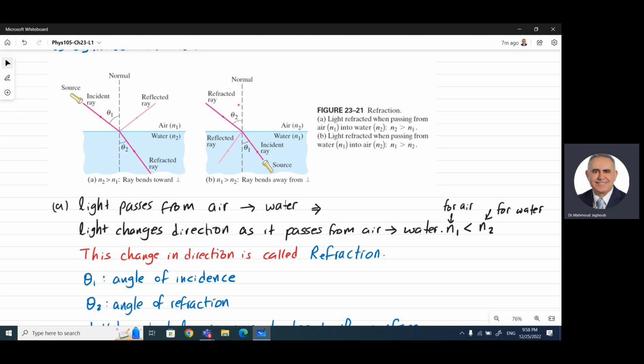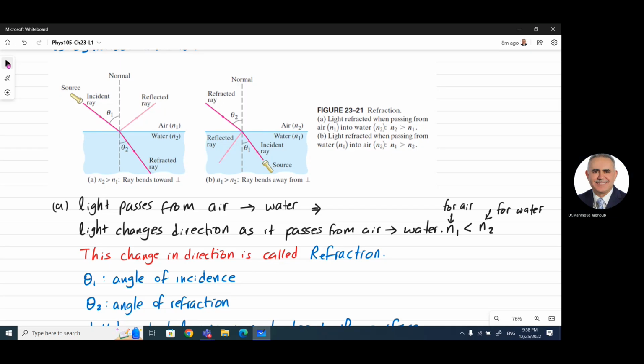But what happens in this case, when you go from higher index of refraction to lower index of refraction, it is bent. Our light bends, and it bends where? Not towards the normal. It bends away from the normal. Theta 2 is large. Okay. While over here, when it was from air with lower index of refraction to water with higher index of refraction, it bends where? Closer to the normal.